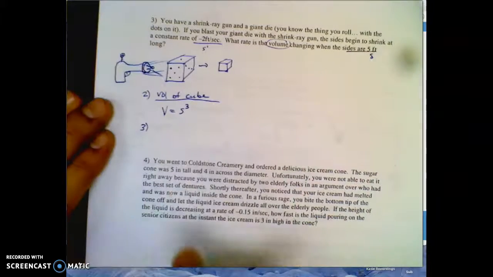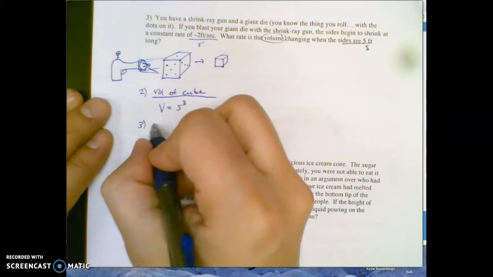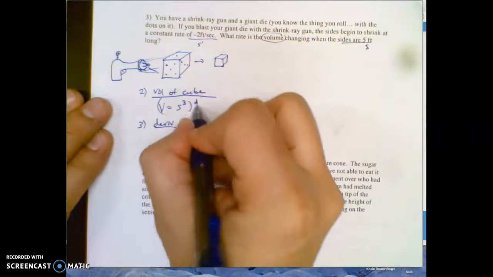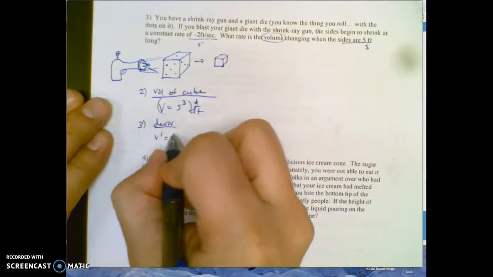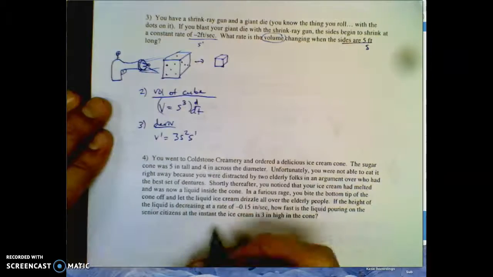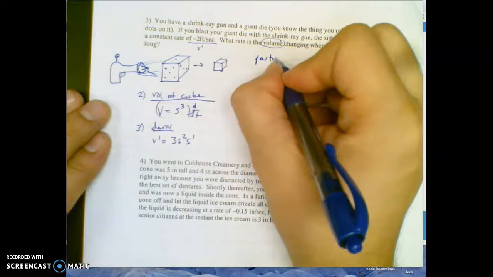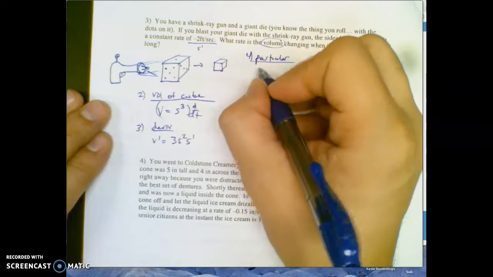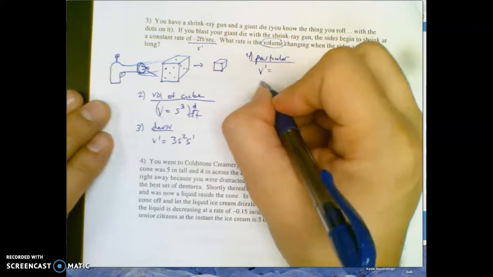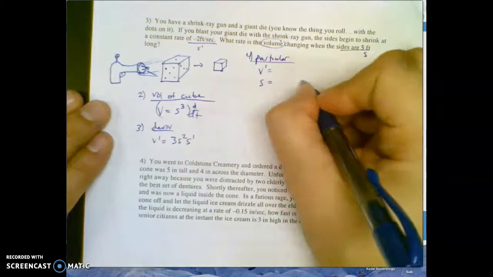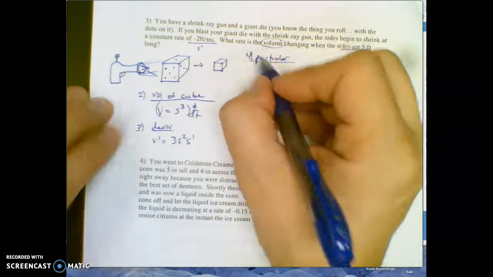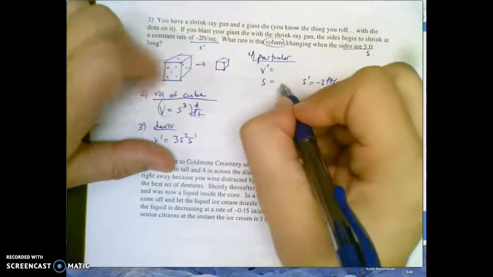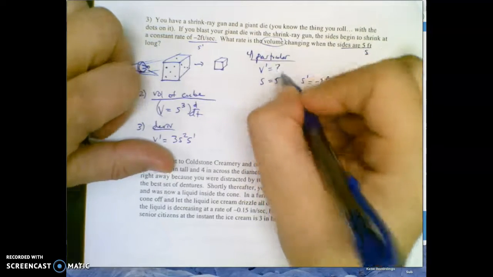That's just two variables. Number 4 must be the problem that has more than two variables, huh? Now we're going to take the derivative. So the derivative of this, with respect to t, we have V prime equals 3 s squared s prime. Then we look for the particular info. We need V prime, we need s, and we need s prime. We already found s prime was -2 feet per second, and s is just 5 feet. So V prime must be what we're looking for.